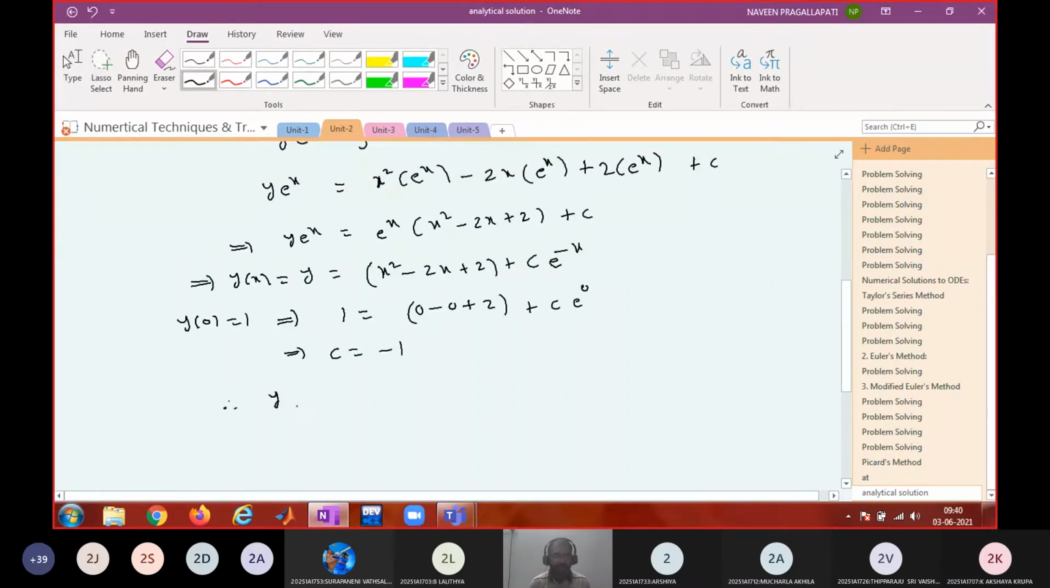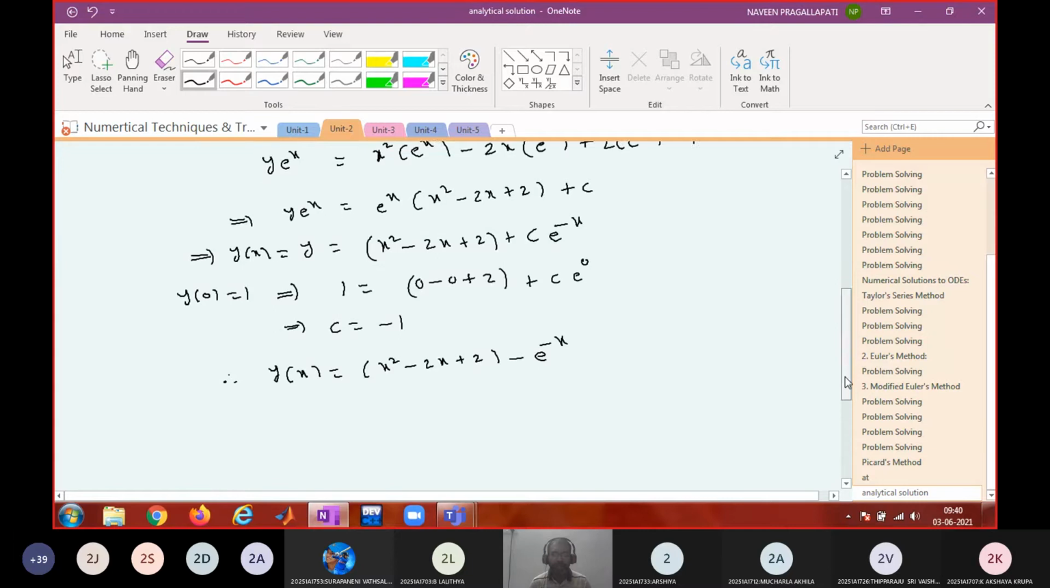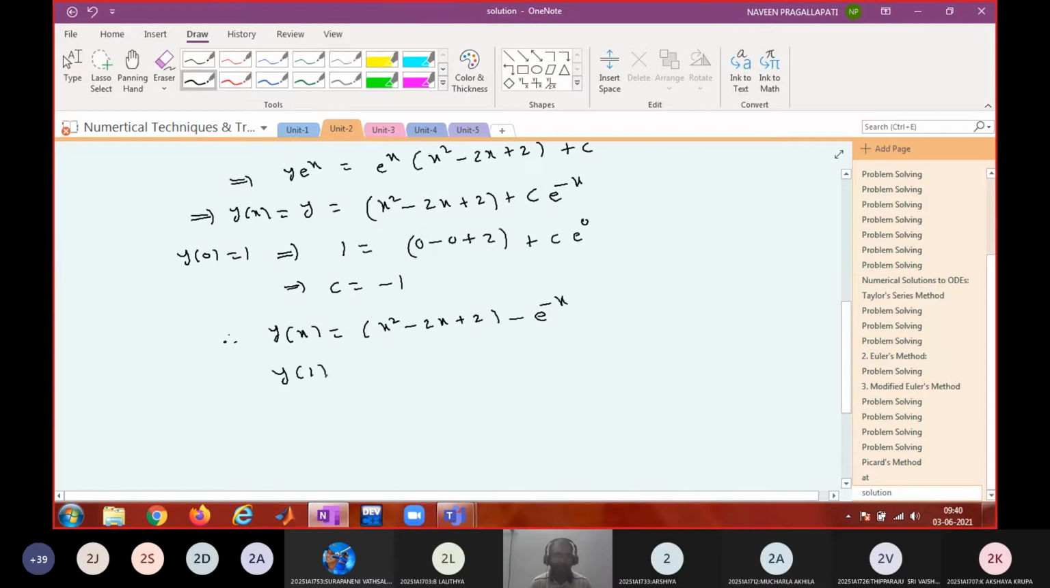Therefore y of x is equal to x square minus 2x plus 2 minus e power minus x. Now compute y of 1. y of 1 is 1 minus 2 plus 2 minus e power minus 1. So minus 2 plus 2 cancels. 1 minus 1 by e. What is this value?